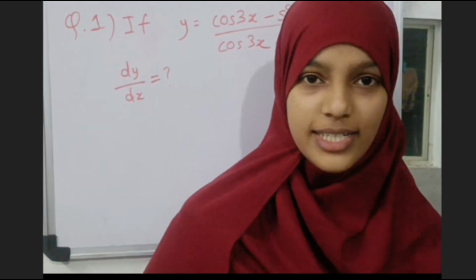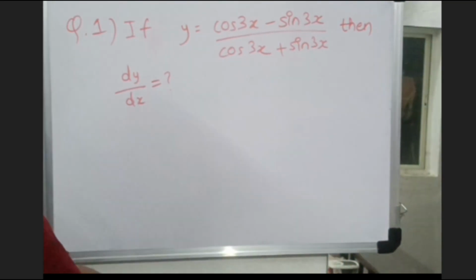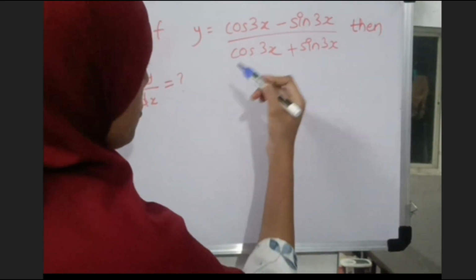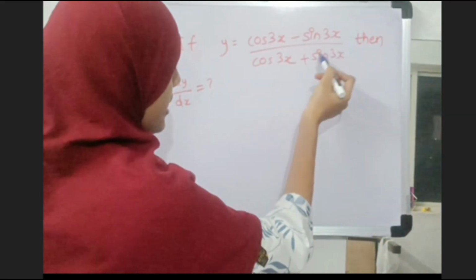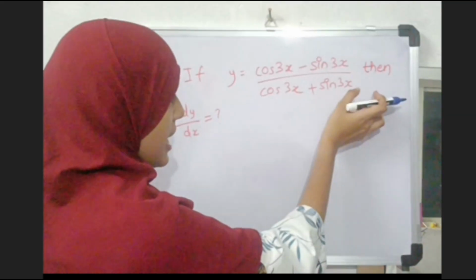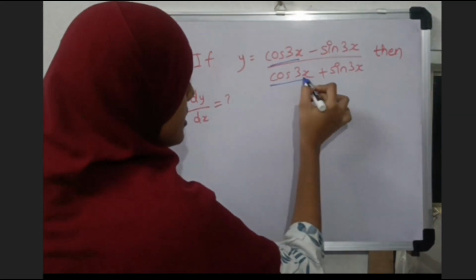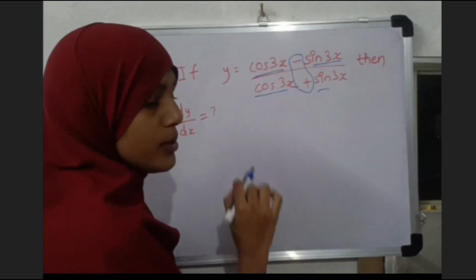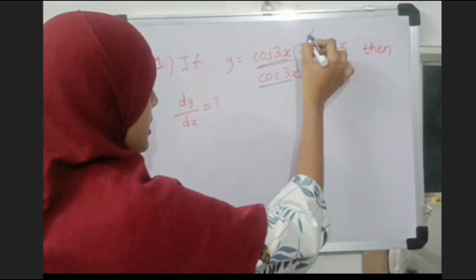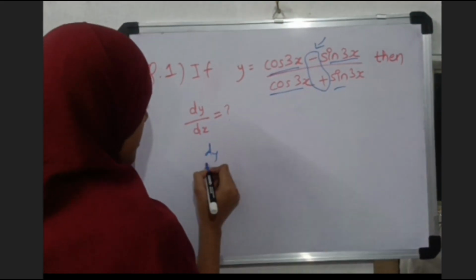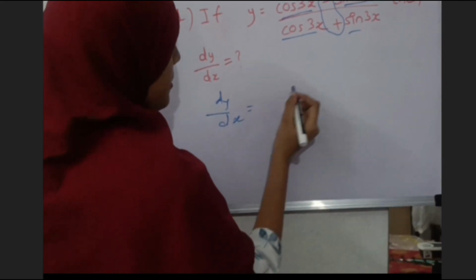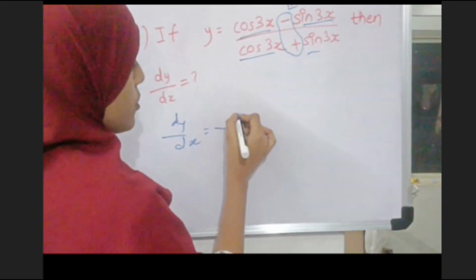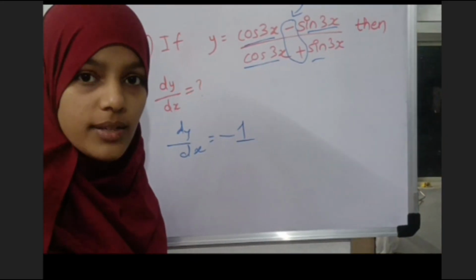Let's move towards our example. If we are given y is equal to cos of 3x minus sin 3x divided by cos of 3x plus sin 3x. As you can see, this is the same here and here, just the difference is about the sign. So here, as you can see, in the numerator we have the minus sign, so the differentiation will be minus 1.